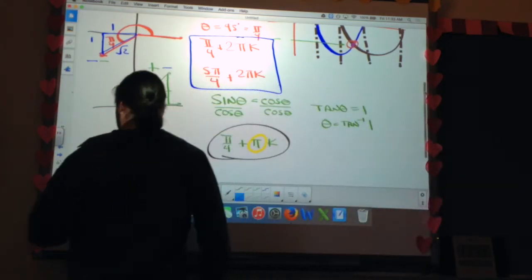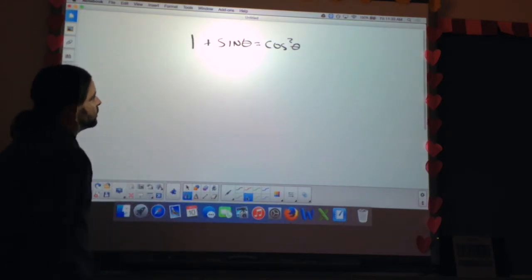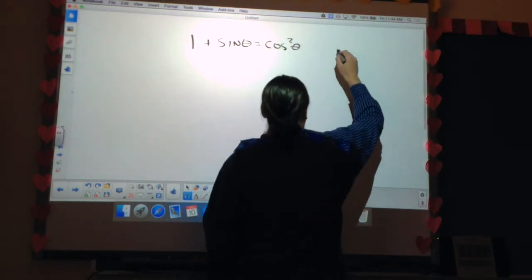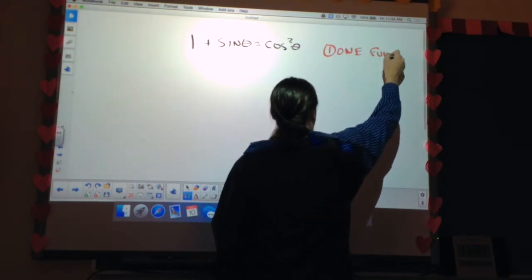Okay, next problem. Let's say I have this. I'm trying to solve it. Well, one tip here is that having a 1 function would be better.